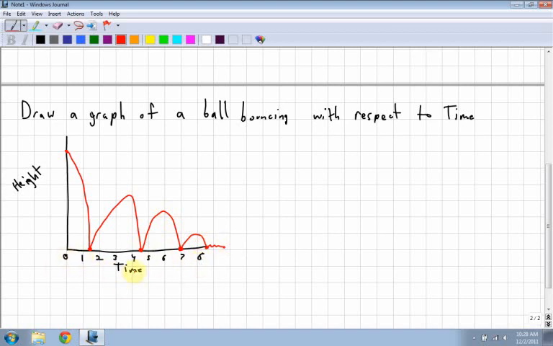If you have time along the bottom, you have to make sure that your graph is continually moving to the right because time does not stop. The only thing that stops is maybe the height when the ball comes to rest. But even when the ball's at rest, you would have a straight line along the axis because time still moves, it's just that the ball isn't moving, right? So be very careful with that.